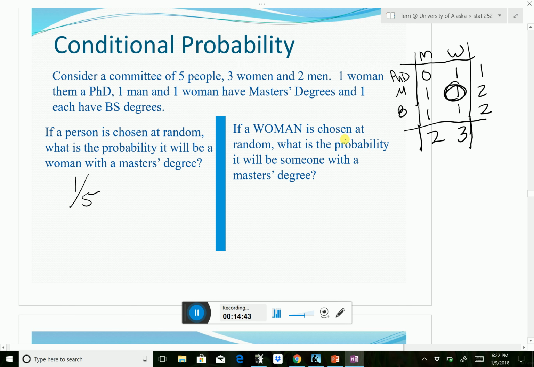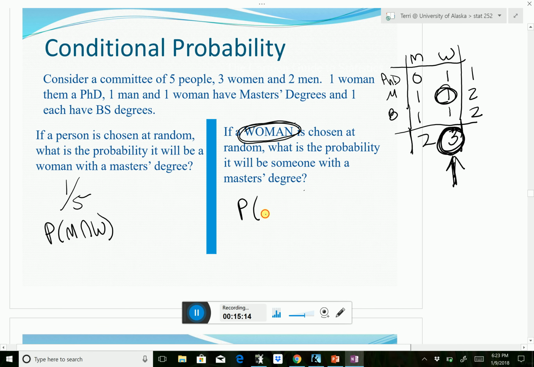But if a woman is chosen at random, what is the probability it will be someone with a master's degree? We're given that the person is a woman, so we're only going to look at the 3 women. So out of the times when B occurs, out of the times when we have a woman, what is the probability? This is the probability of a master's degree given that they were a woman.